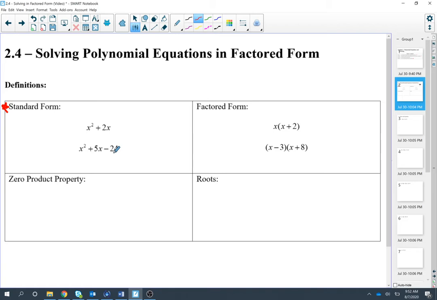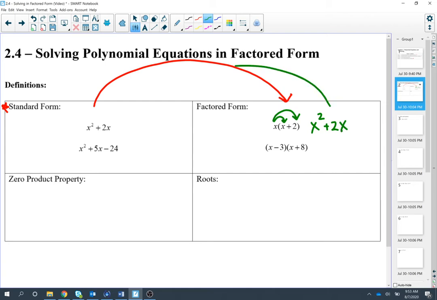Now, comparing that to what's called factored form, these two at the top are equivalent. They are the same exact expression. So x times (x plus 2) is the same exact thing as x squared plus 2x. The way we would prove that is I would take x times (x plus 2) and I would distribute my x. So x times x is x squared, and then x times 2 is 2x. And if you take a look at these, they're the same exact thing. Okay, so the one on the left is in standard form, the one on the right is in factored form.